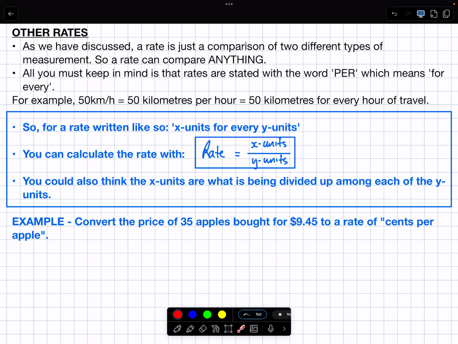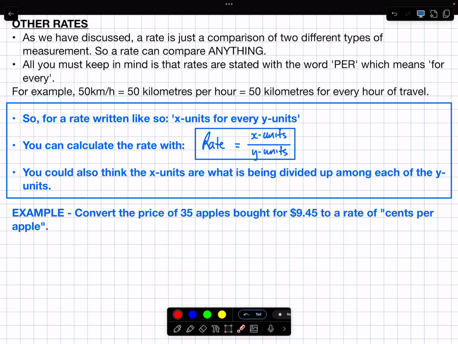All you must keep in mind is that rates are stated with the word per. Per means for every. So for example, 50 kilometers an hour, which we did last lesson, means 50 kilometers for every hour of travel. So this is the only blue that you've got today. And then the rest of it, you are finding your own different rates.